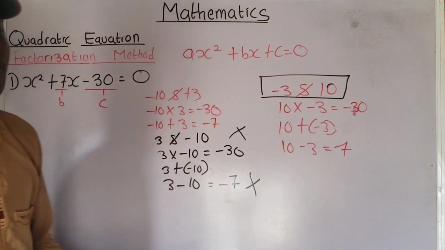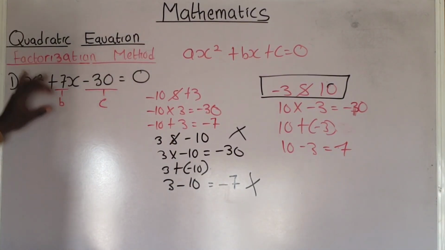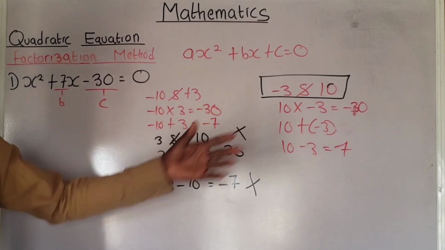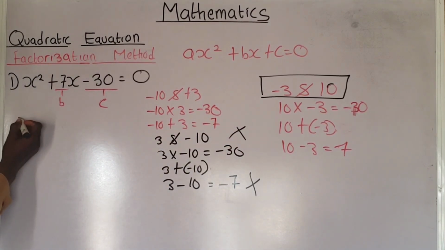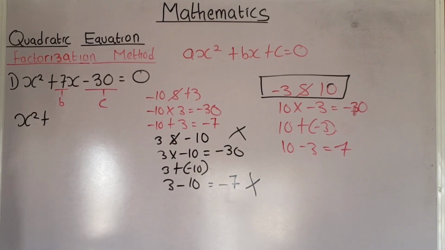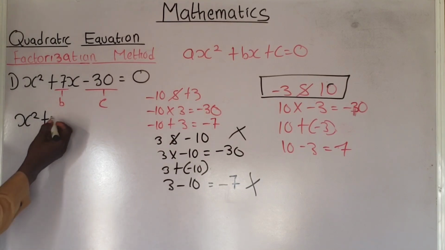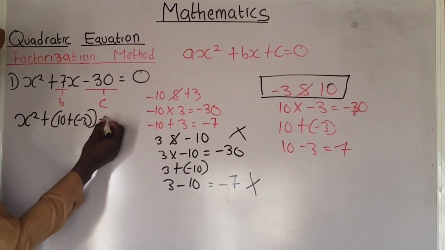So the numbers are negative 3 and 10. Now, having gotten to this point, the next step is that I'm going to replace the second term in this quadratic equation by the sum of these two numbers. Just pay attention, you're going to understand. The quadratic equation is x squared plus, now instead of 7, I'm going to replace 7 with 10 plus negative 3, minus 30.